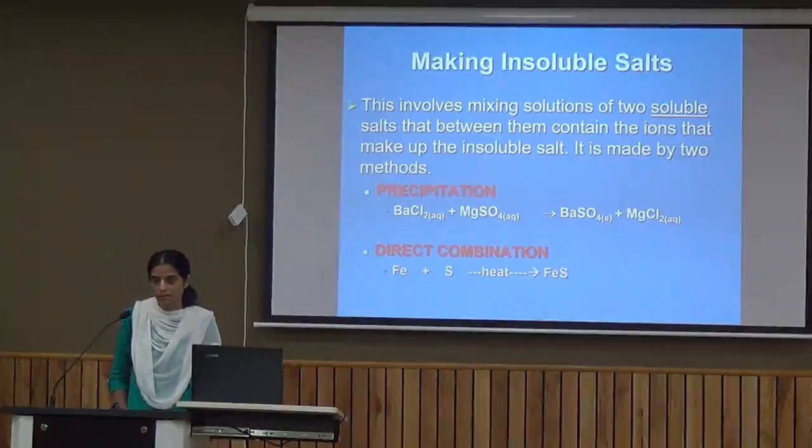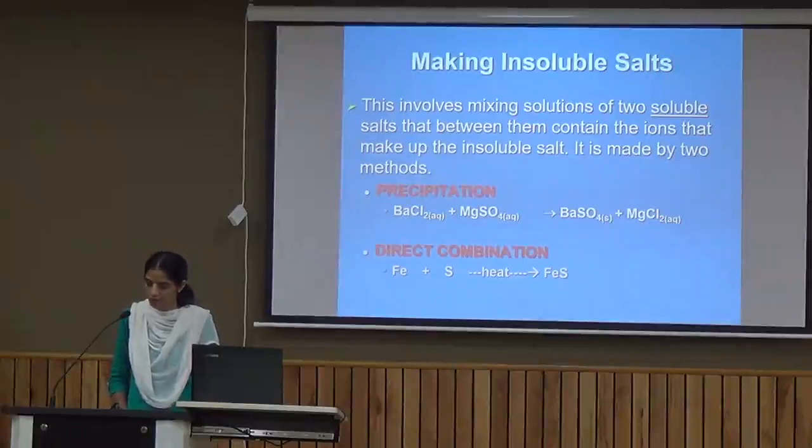Next is direct combination, where iron reacts with sulfur. Two elements react with each other, metal iron reacting with non-metal sulfur to form iron sulfide, and iron sulfide here is an insoluble salt.